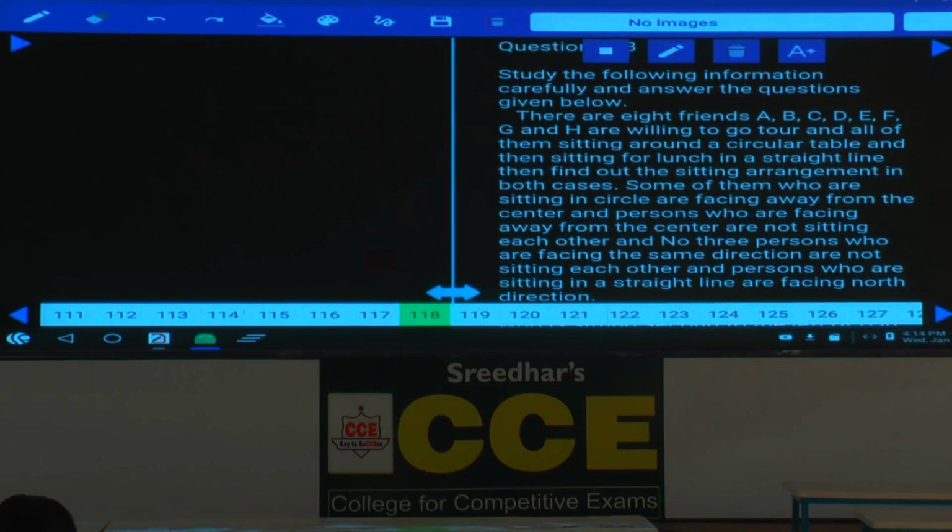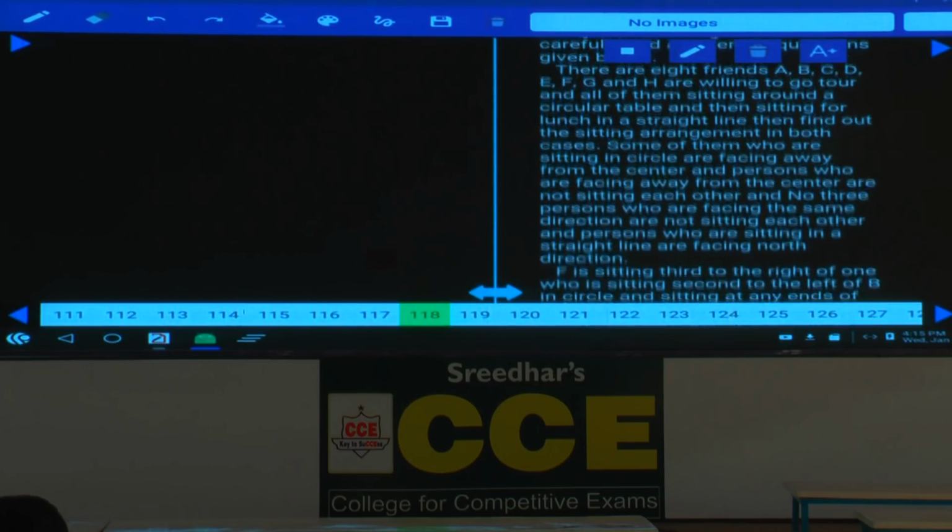Now 118 to 122. Now in this, how many persons are there? There are 8 friends. Who are those 8 friends? A, B, C, D, E, F, G and H are the persons and are willing to go to a tour, and all of them are seated around a circular table and then seated for a lunch in a straight line. Then find out the seating arrangement in both the cases. Now in our target mains class we have discussed about this circle as well as square, straight line. Now this is again the combination of this one, similar to that.